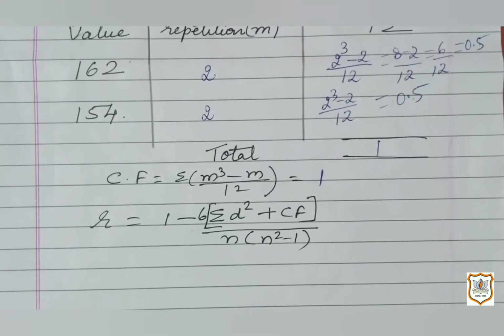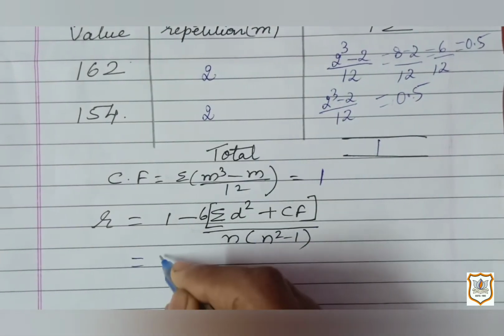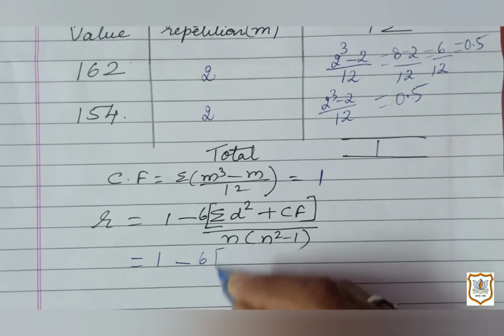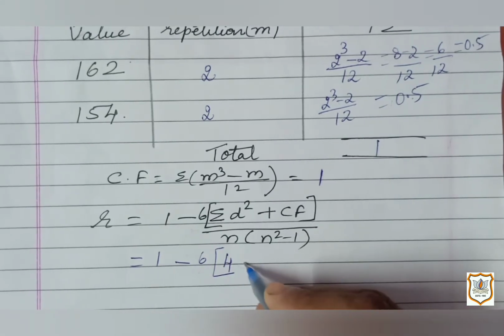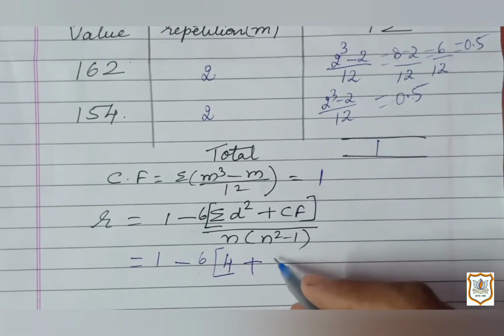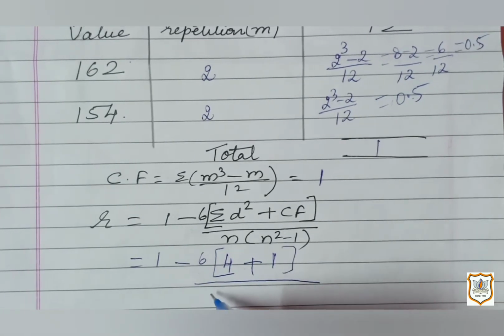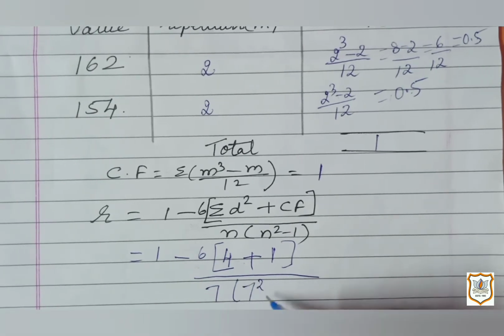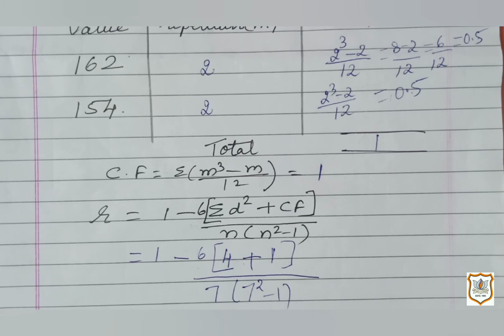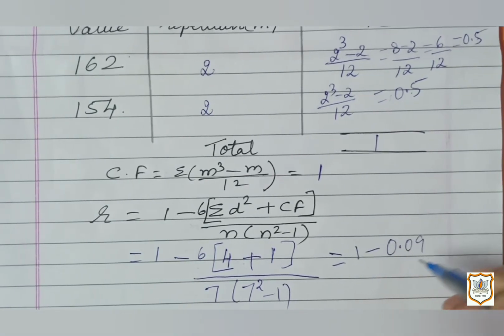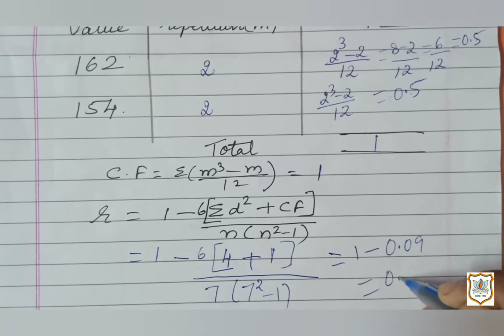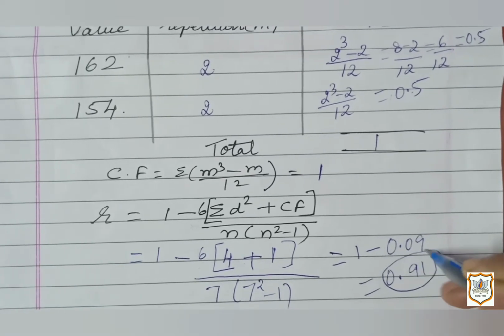So now the next step is just to substitute the values. So that is 1 minus 6 into sigma d square which we had got was 4. So this is 4 plus CF. CF is 1, divided by number of observations were 7. So 7 into 7 square minus 1. Now you just have to calculate these values. So when you calculate these values, the answer which you will be getting is 1 minus 0.09, and that is nothing but equal to 0.91. So this is the answer.